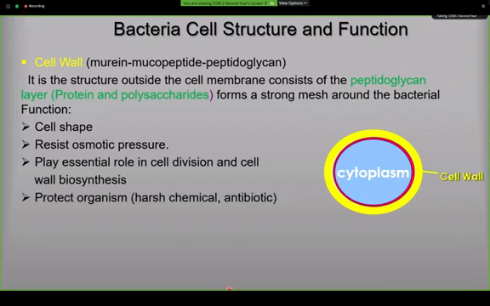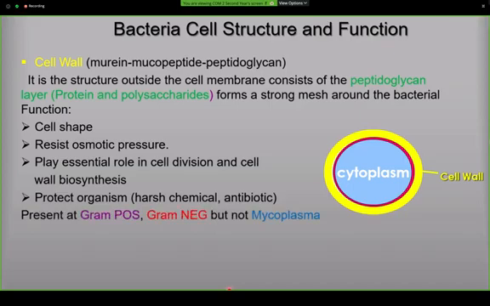It protects the organism, so it's a kind of protection layer because it controls the effectiveness of antibiotics and harsh chemicals. The cell wall is present in gram-positive and gram-negative bacteria, but there is an exception. Certain microorganisms have a cell wall deficiency. An example for that is mycoplasma.